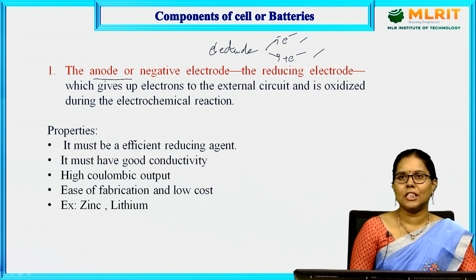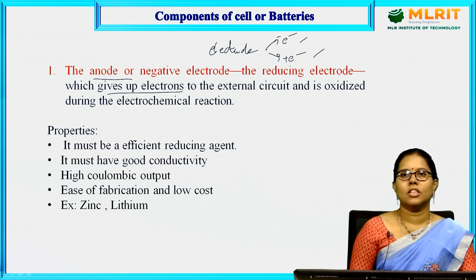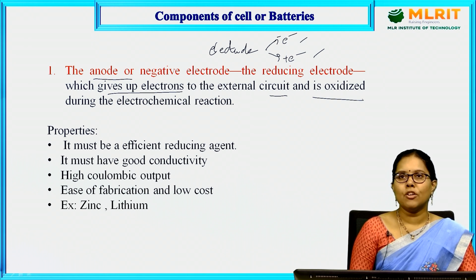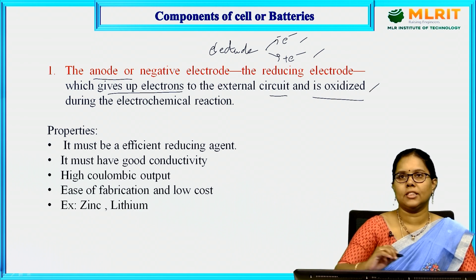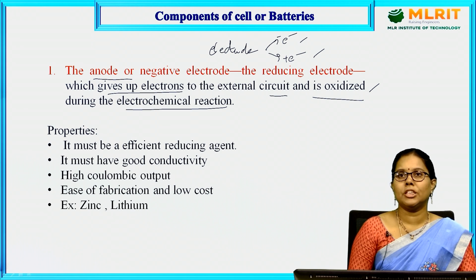Anode is also called the negative electrode. Anode is a metal which oxidizes and releases the electrons. It gives the electrons to the external circuit and itself is oxidized during the electrochemical reaction. So, anode is a negative electrode. Why is it called negative electrode? It readily loses the electrons. When a metal readily loses electrons, it is itself oxidized. That reaction is called the electrochemical reaction or oxidation reaction.